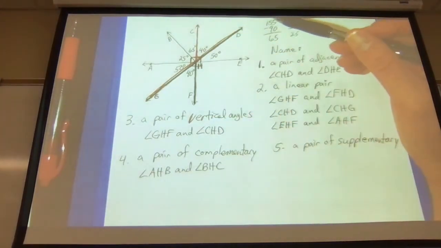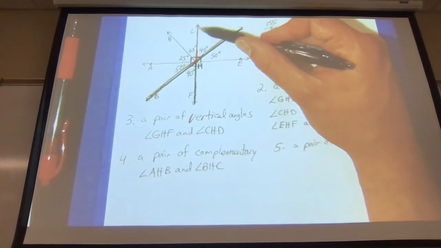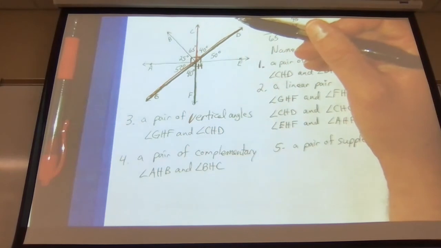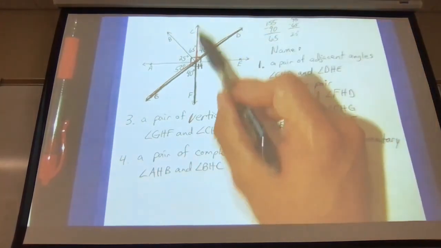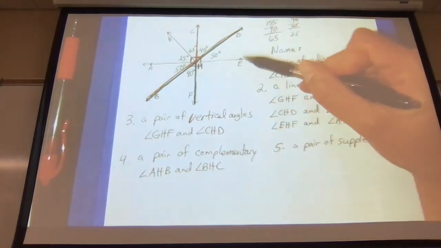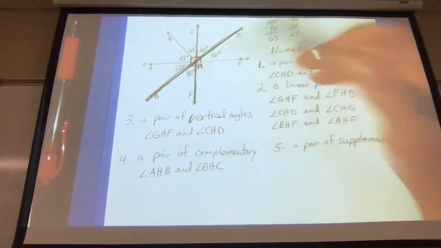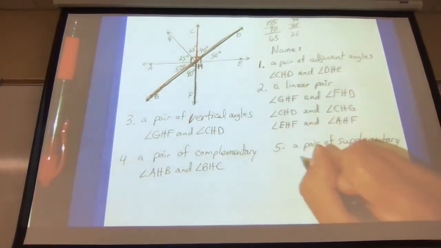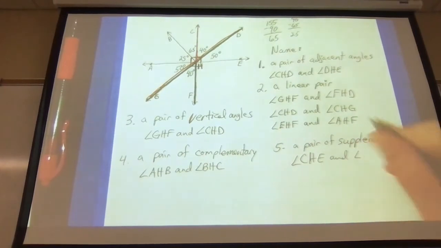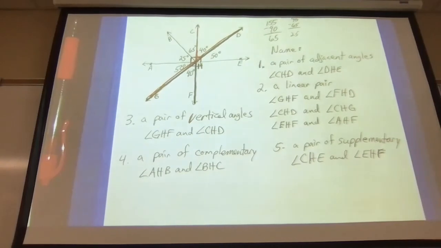Walker, what do you think? CHB and FHB. Oh, CHE. And what else? FHE. Yes, that would work. This right angle and this right angle, those two give you a straight line. That would work. CHE and angle EHF. You may need to see another one with supplementary.